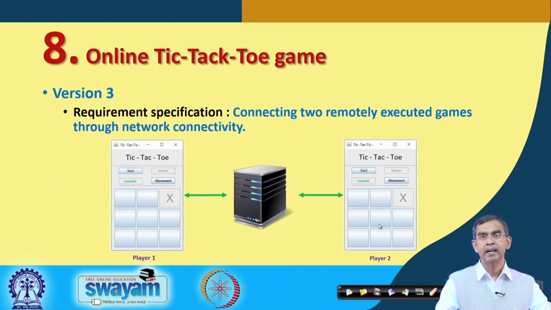Now, when it is player 2's turn, player 1 cannot initiate any move; it is not allowed. The game will take care of this. The game will wait until player 2 finishes his turn and move. Then player 2 will move. Player 2 will click, and that click will appear on his own board as well as on the other party's board.